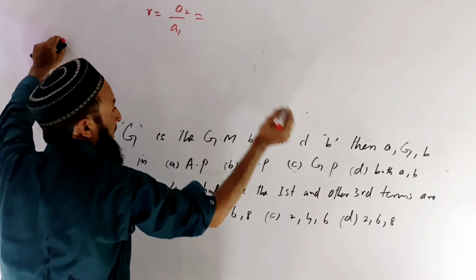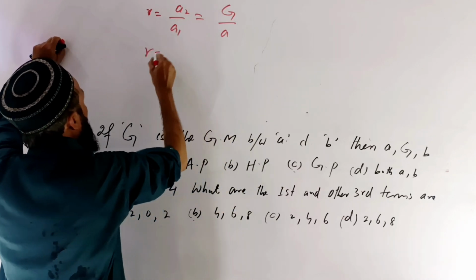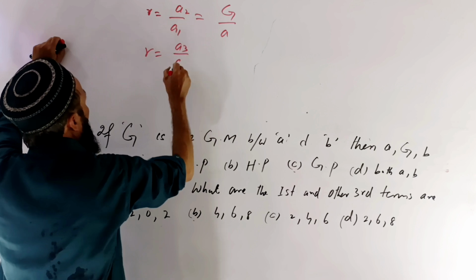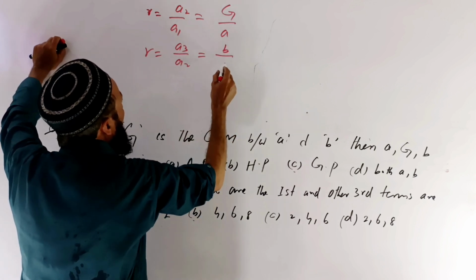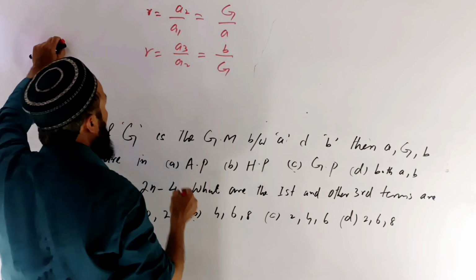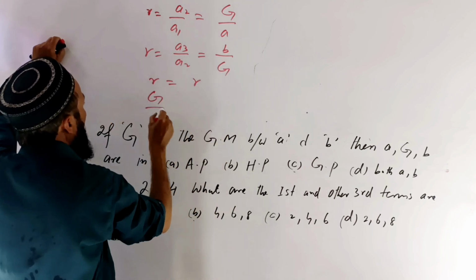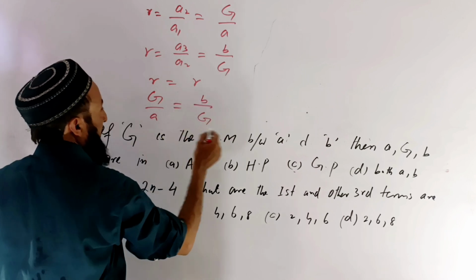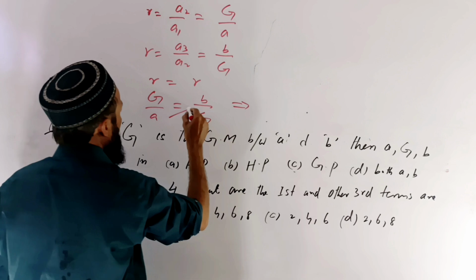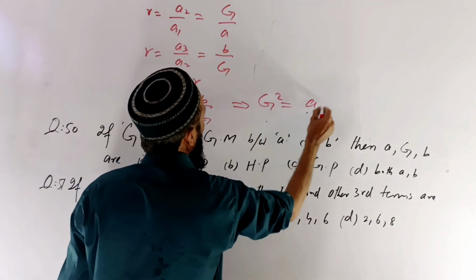So the second term is G divided by the first term A, and the third term B divided by the second term G. In case both are equal, G divided by A is equal to B divided by G. So cross multiplication, we are required to cross multiply. This will be G square is equal to AB.